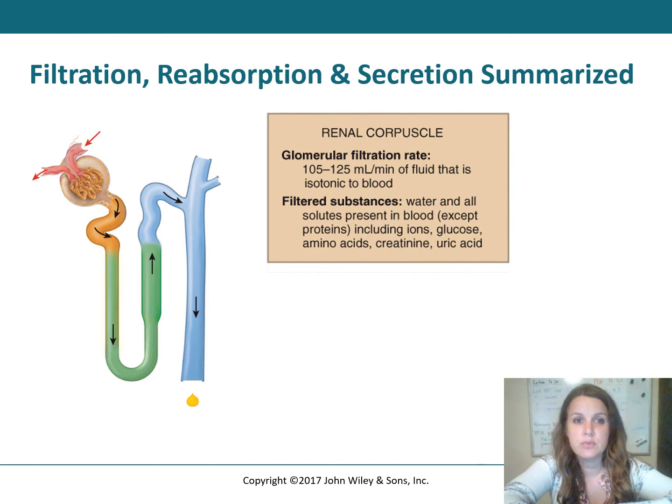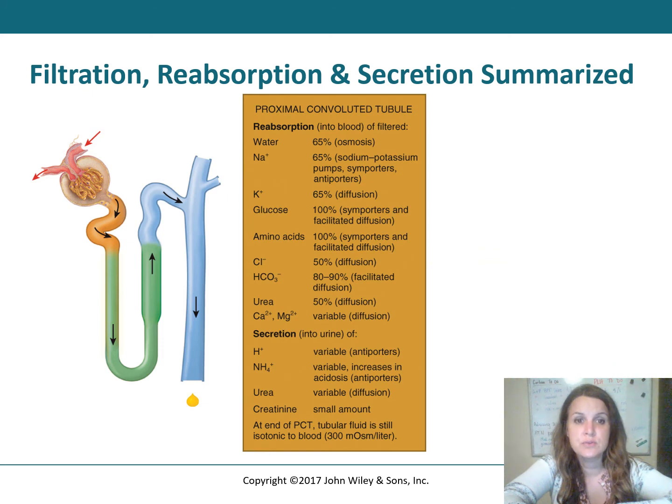So let's go back and review filtration, reabsorption, and secretion. Quickly, you have about 100 to 125 milliliters per minute of fluid that is filtered through the glomerulus, and that filters a lot of things, water and all the solutes in the blood except for basically blood cells. Then the fluid moves from the renal corpuscle to the proximal convoluted tubule. And the two processes we're going to see here are reabsorption and secretion.